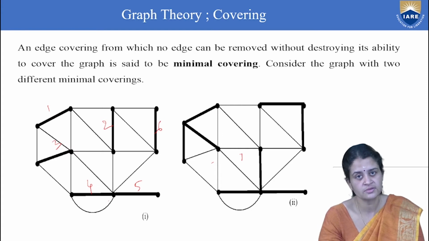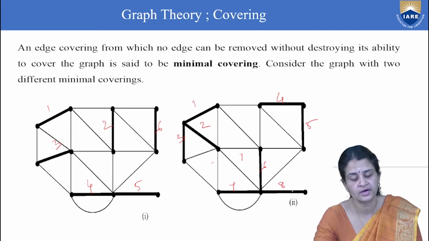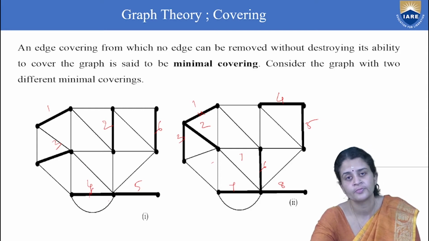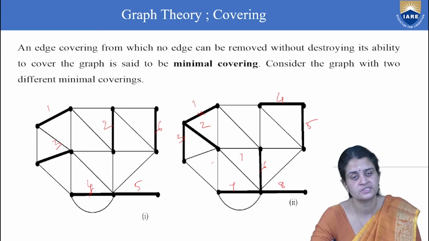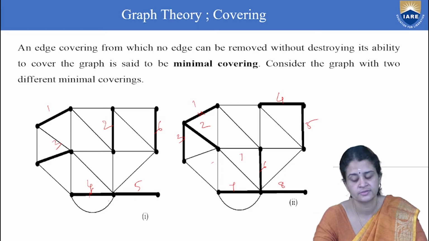And considering this other one, 1, 2, 3, 4, 5, 6, 7, 8. With another 8 edges, I can cover this. Both the coverings are minimal in a sense. Why? Because if I remove any edge, if I remove this edge, will it cover the graph? No. And if I remove any edge from here, suppose I take off this edge, will it cover? No. So it's minimal in itself. Okay. So a graph can have different minimal coverings.